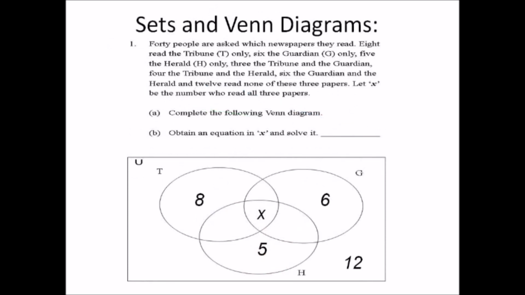Okay, sets and Venn diagrams. If you have to put in the regions where they say only, you can put those in, and that's what I did first. X in the middle, and then 8, 6, 5, and 12. They gave you those numbers, so you can put those in first to begin the process of filling out the Venn diagram. Because they said only, you can do that. Okay, you got that? That's the first part.